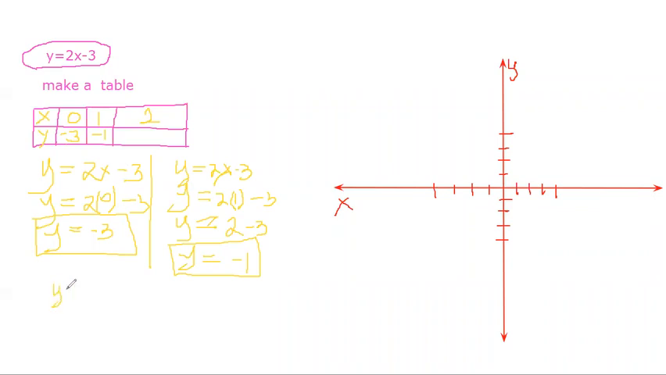So y is equal to, ito pa rin ang equation ha, 2 times 2 minus 3. Alright, and then 2 times 2 is 4. Then minus 3. So our y is positive 1 if our x is 2. Susulat natin dito positive 1.